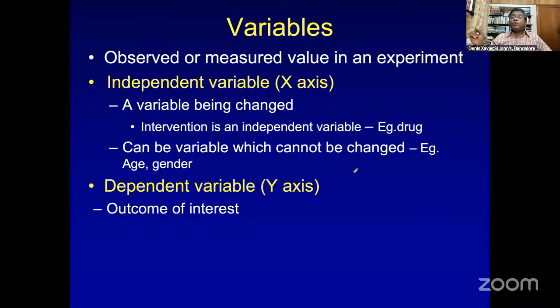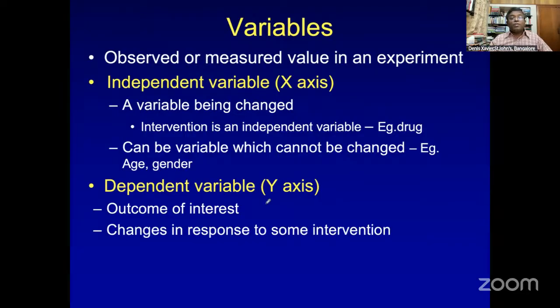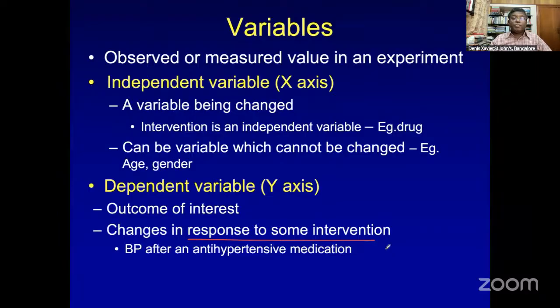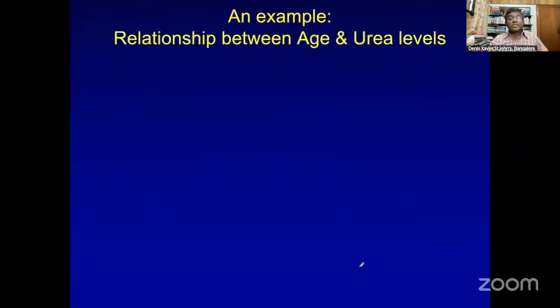I'm changing the dose of the drug. What happens to tumor size? What happens to blood pressure? What happens to blood sugar, etc.? It's the outcome of interest, and it is that something that changes in response to some intervention. I gave you the example: blood pressure after antihypertensive medication, or also, number of people who are alive or dead, or recurrence of cancer or MI or stroke. Those are all on the y-axis.